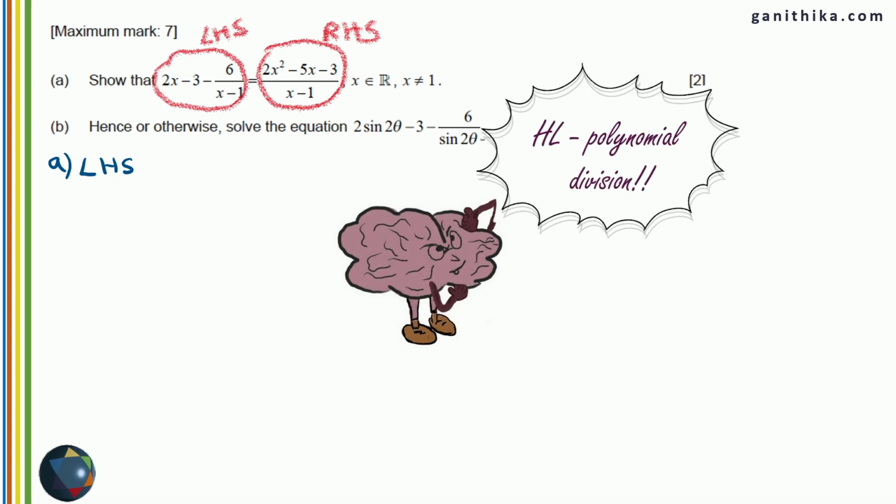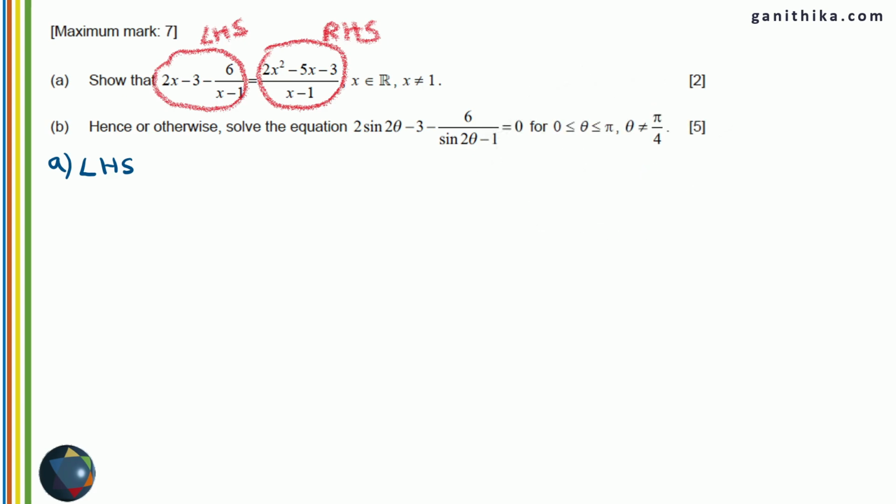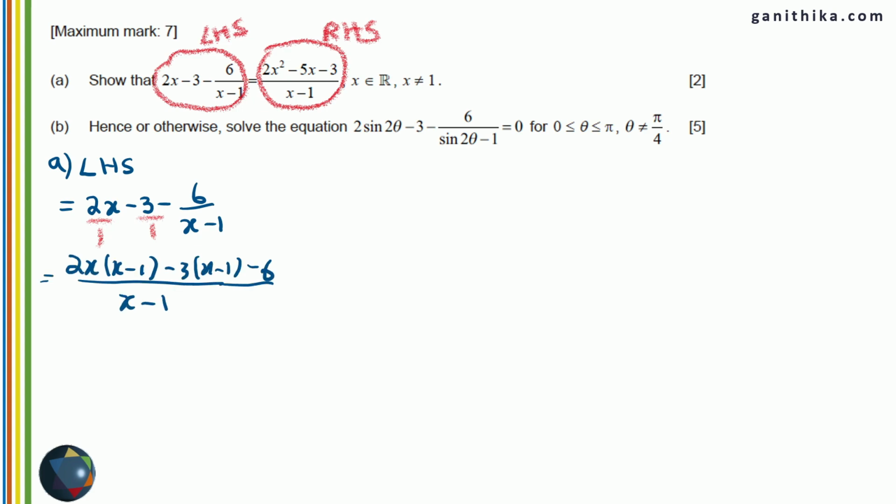So you can start as HL students, you can start it from RHS and prove that that is equal to LHS. But here I am going to show how to start from LHS and prove that it is equal to RHS. So starting from LHS, this is what you have in the LHS, left hand side. You have to simplify this. In order to simplify this, we have to make the common denominator, which is x minus 1. And the numerator will be 2x times x minus 1 minus 3 times x minus 1 minus 6. So this is going to be your numerator and the denominator when you simplify the left hand side.